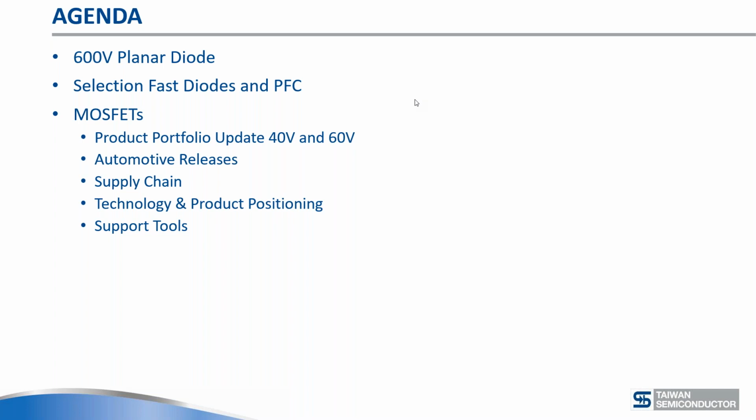So this is the agenda. When it comes to MOSFETs, we're going to talk about our product portfolio with 40 and 60 volts coming up, also with automotive releases. We're also going to talk a little bit more about the supply chain, technology, and especially about product positioning. How do we compare with competitors? What are we actually aiming at with our new products? Which market segments are we addressing? And we'll also talk about support tools we have to support you in designing with our products.